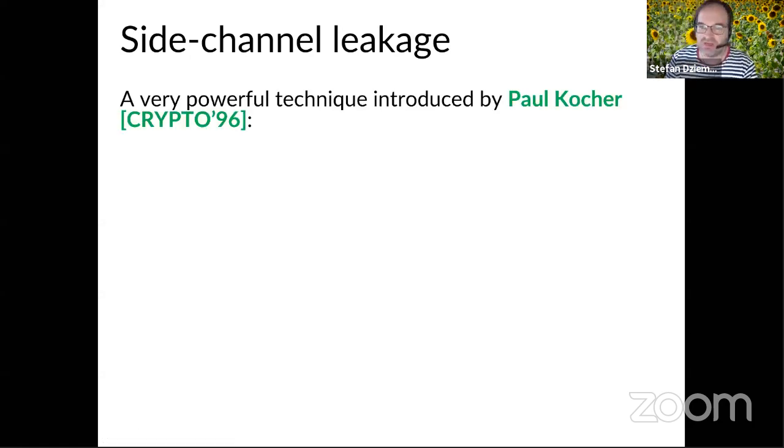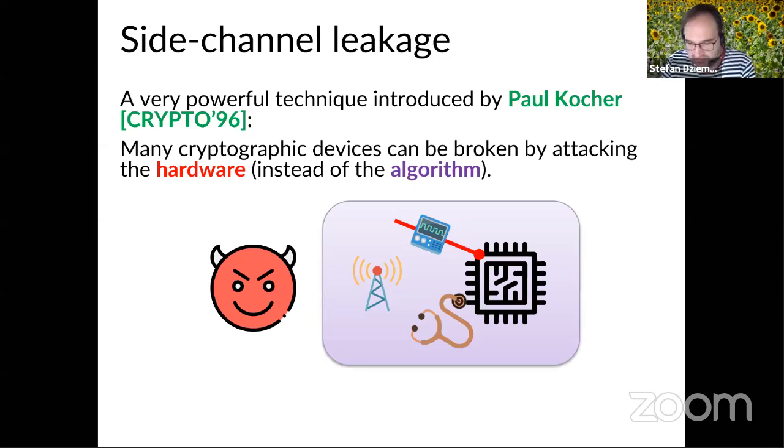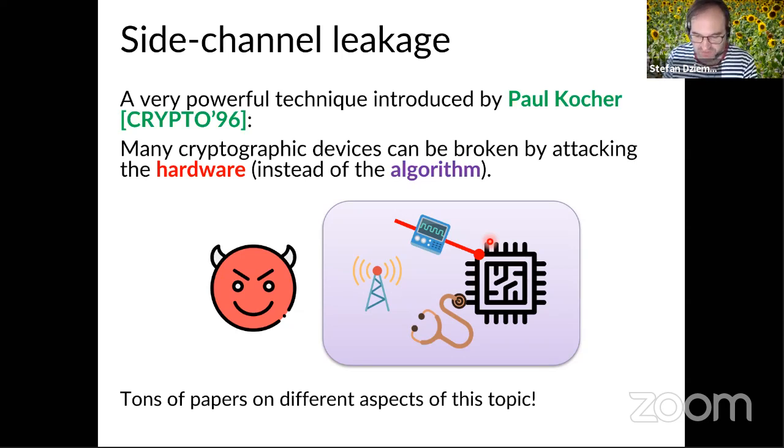It's a very powerful technique for attacking cryptographic hardware, introduced to the academic community by Paul Kocher in the 90s. Basically, it's based on the assumption that many cryptographic devices can be broken by attacking the hardware instead of attacking the algorithms. And you can attack it in many different ways, like measuring power consumption or electromagnetic radiation and so on. And since the publication of Kocher in the 90s, there were tons of papers on this topic, especially at this conference.